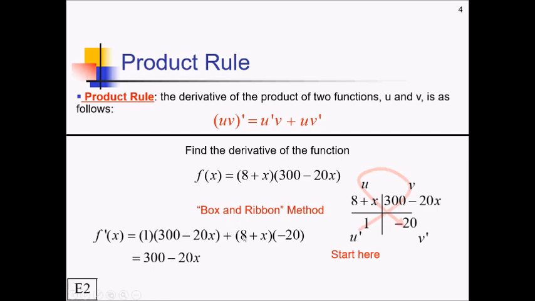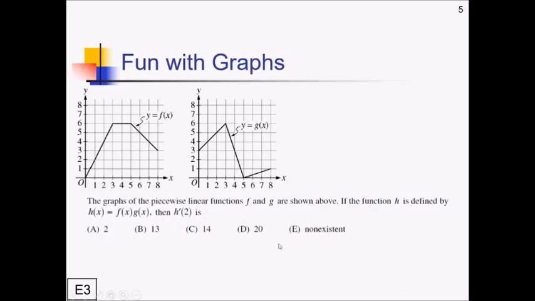And then we have 8 times negative 20 is negative 160. And then x times negative 20, that's negative 20x. Combining like terms, we have 300 minus 160, that's going to be 140. And then those negative 20s are going to give us a negative 40x. So 140 minus 40x, which is exactly the same as what we got the last time. We'll do one more example.